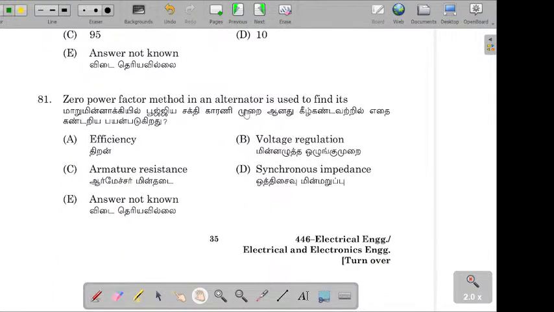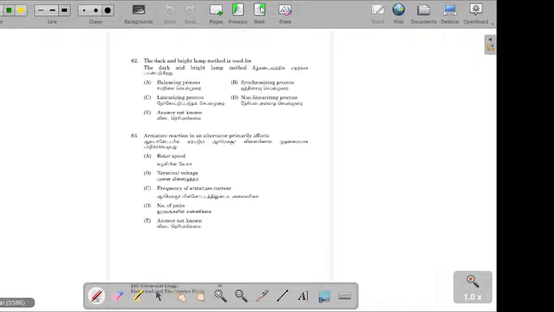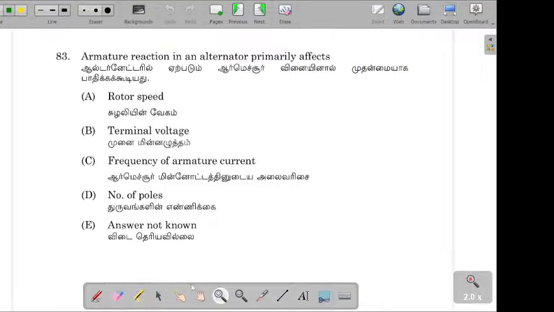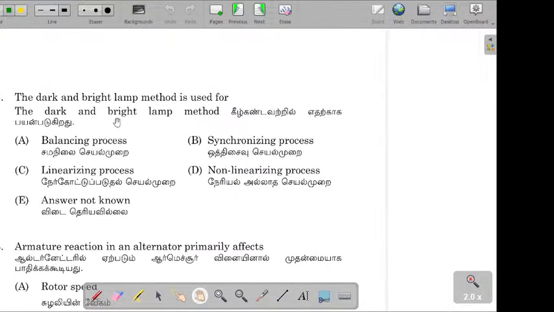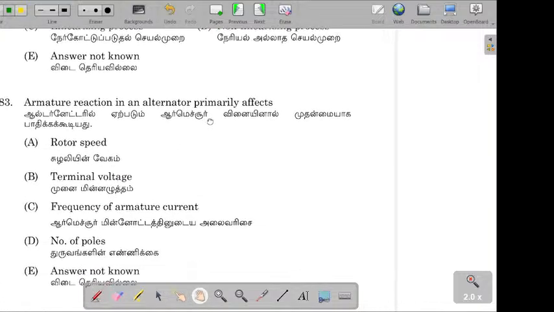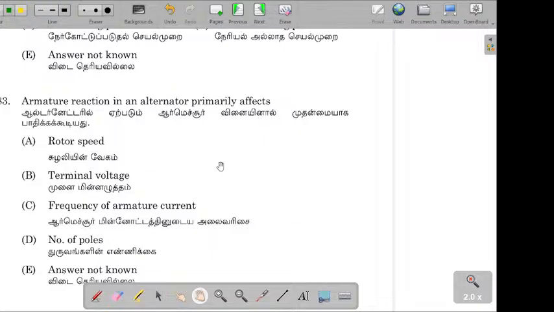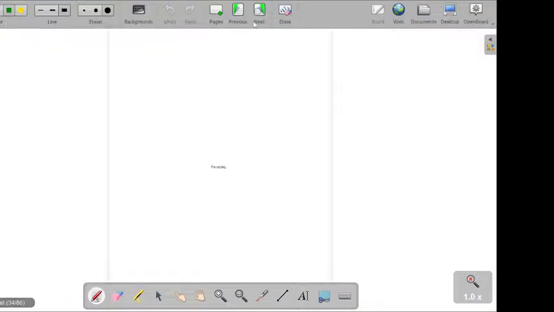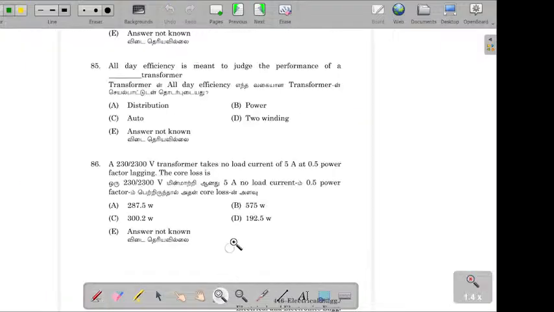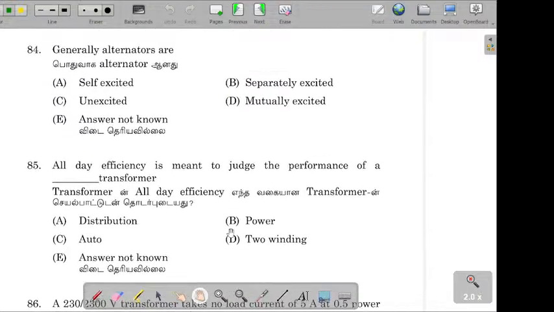Zero power factor method of an alternator is used to find its voltage regulation. The dark and bright lamp method is used for synchronizing process. Armature reaction in an alternator primarily affects terminal voltage. Generally, alternators are separately excited.